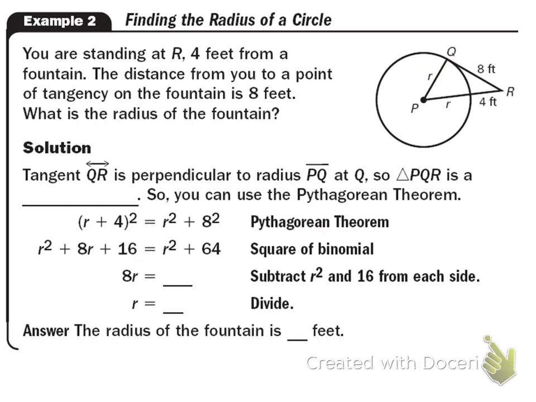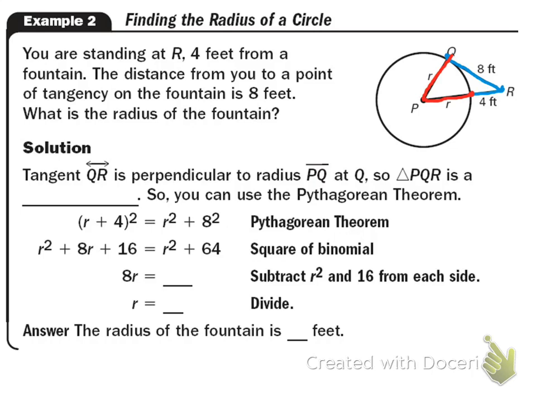In example 2, this is an example about a fountain, and it says that you're standing out here at point R, 4 feet away from the edge of the fountain. It also says that from where you're at to a point that's tangent to the circle, that distance is 8 feet, and it wants to know what's the length of the radius. Remember, all radii in a circle have the same measure, so that segment and this segment from the center to the edge of the circle, they would both be radii of the circle, and they would have exactly the same length.